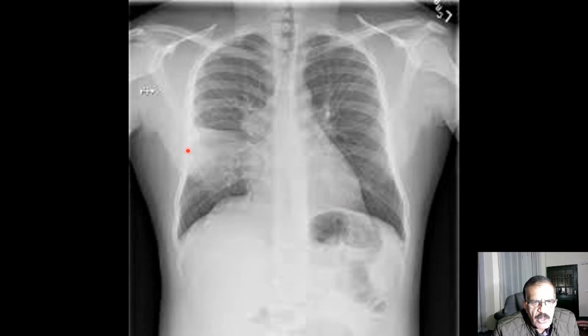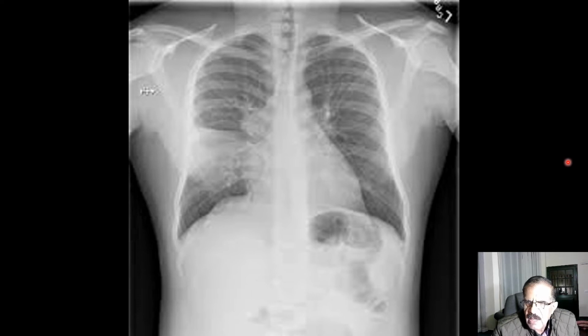This X-ray again shows a very similar opacity. The upper border is very sharp. This one is bigger than the previous one, thicker and more dense than the previous one. So this is perhaps a more developed pneumonia. Lower border is also marked here. This is not exactly the oblique fissure, but the oblique fissure is somewhere here. This is the right middle lobe consolidation again.